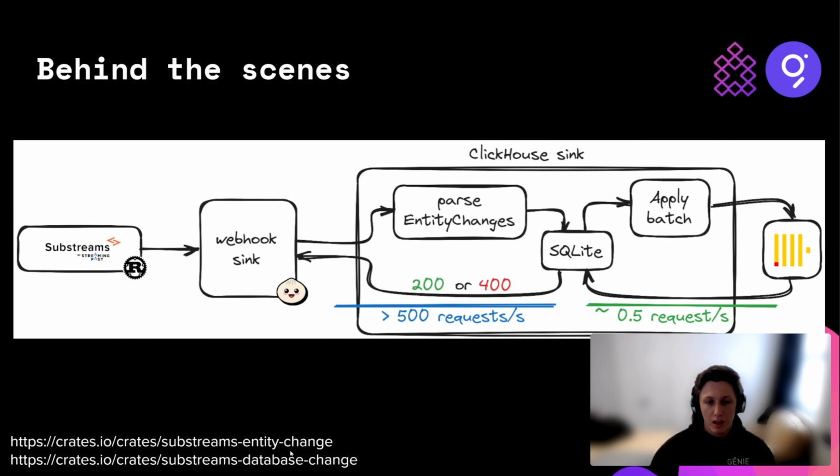So at this point, everything that came from the substream has been augmented by the webhook sync and stored into SQLite in the Clickhouse sync somewhere. What we want is to store it into Clickhouse. So what happens is every few seconds, Clickhouse just takes the information from SQLite and applies everything as a batch into the specified tables.